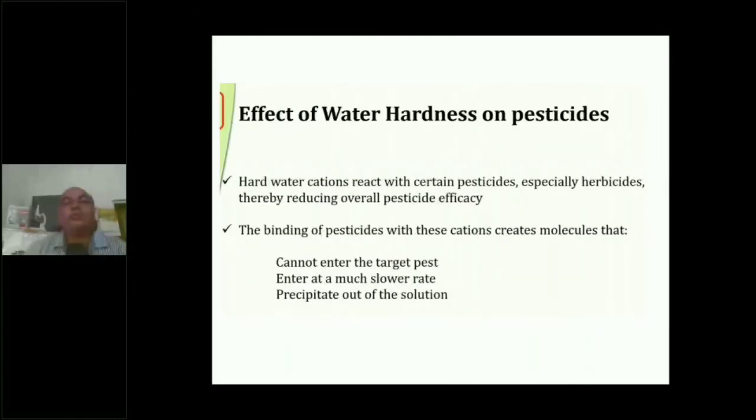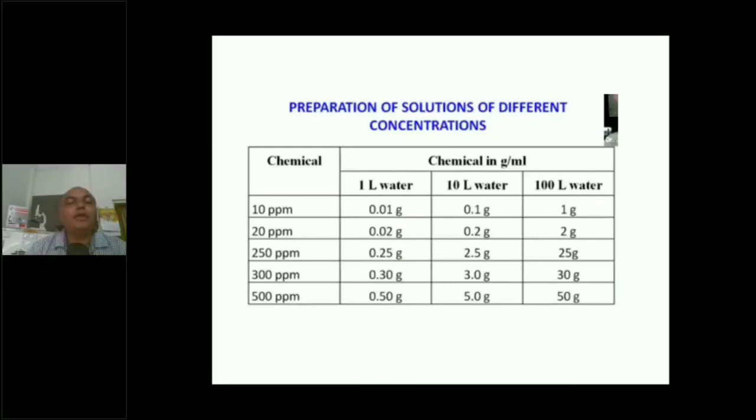What do you mean by 10 ppm, 20 ppm, 250 ppm, 300 ppm? If you want 1 liter solution of 10 ppm, then you have to use 0.01 gram per ml. That is called 10 ppm. If you put 1 gram in 100 liter water, that is 10 ppm. If you put 2 gram in 100 liter of water, that is 20 ppm. If you put 25 gram in 100 liter of water, that is 250 ppm. 100 liter of water, that is 300 ppm. If you put 50 gram in 100 liter water, that will calculate. How you calculate this?